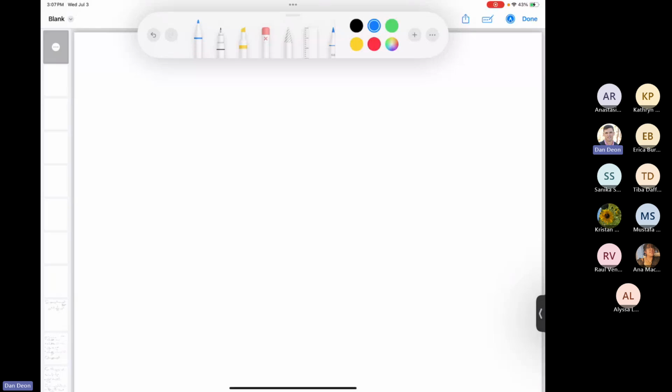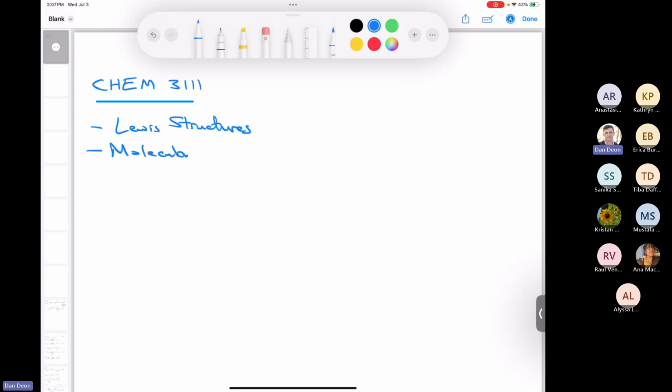Okay, so some basic concepts that you should know, and I'm sure you do, very well from general chemistry, would be things like Lewis structures. I mean, that's all we do in this class is draw Lewis structures all day. Molecular geometry. You guys know when you're looking at something that is linear, tetrahedral, trigonal planar, all that good stuff. So those are important.